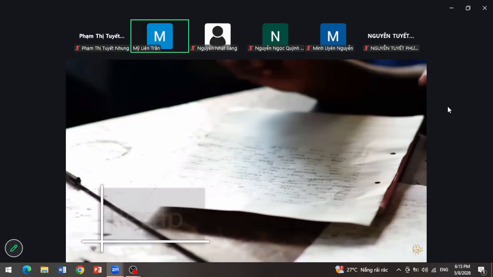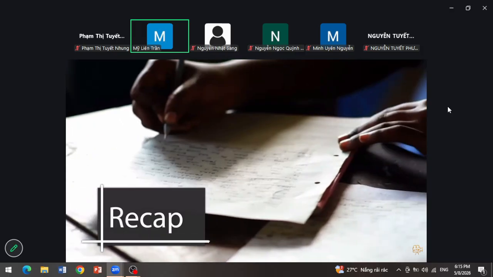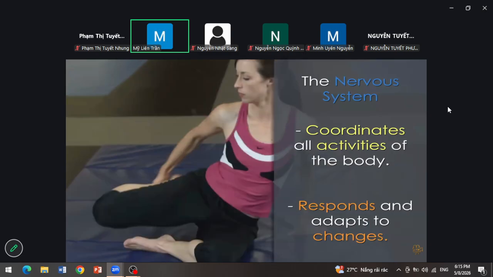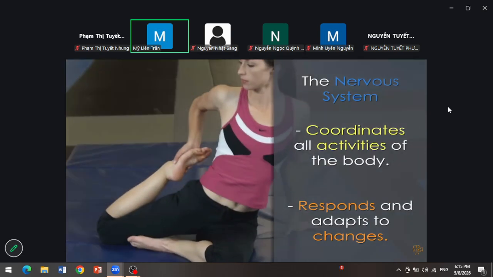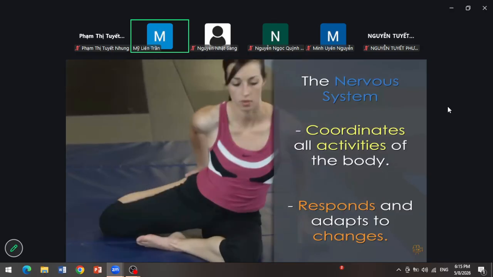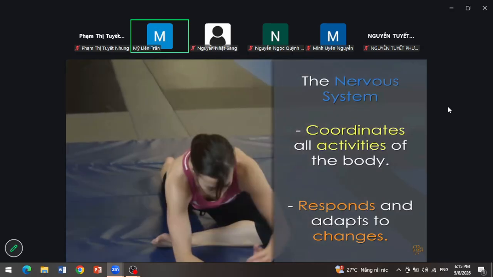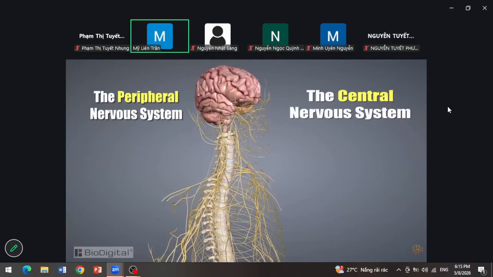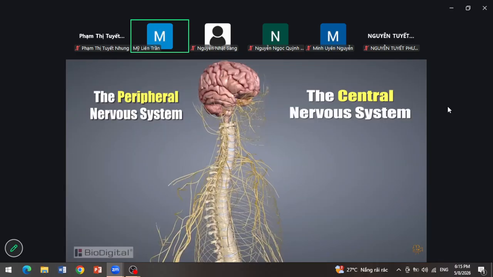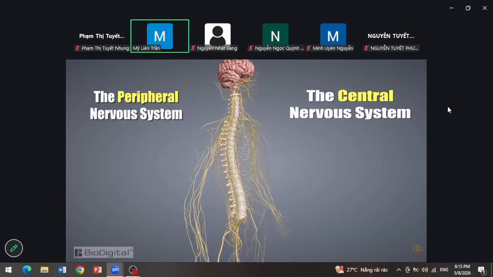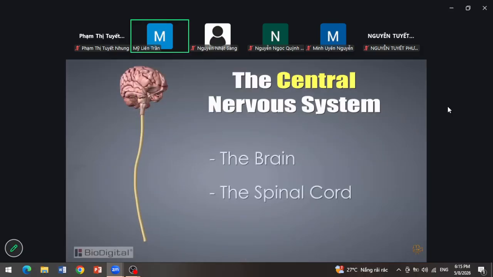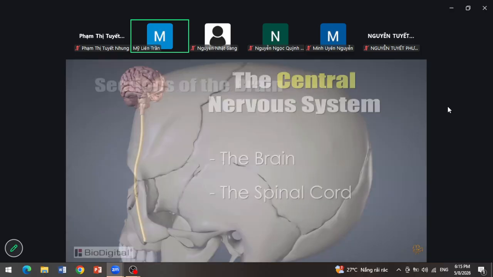Now, at this point, you should have a basic understanding of the nervous system, but let's do a quick recap. The basic purpose of the nervous system is to coordinate all the activities of the body. It enables the body to respond and adapt to changes that occur both inside and outside the body. The two major parts to the nervous system are the central nervous system and the peripheral nervous system. The central nervous system is also divided into two major structures, the brain and the spinal cord.